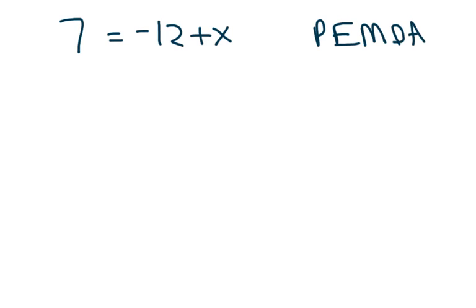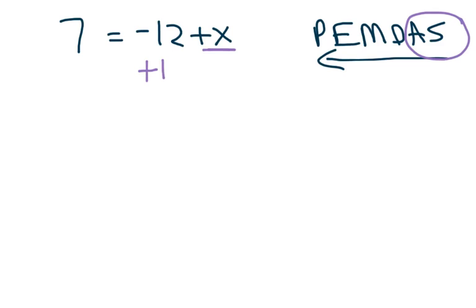The next one, we have 7 equals negative 12 plus x. I'm going to look at PEMDAS backwards. Is there anything I can add or subtract from both sides of the equation to help isolate my x? Yes, I have a negative 12 here. So opposite of negative is positive. I'm going to add 12 to both sides of the equation.